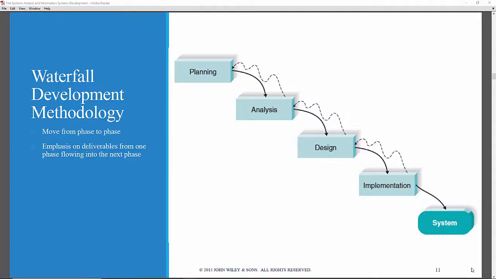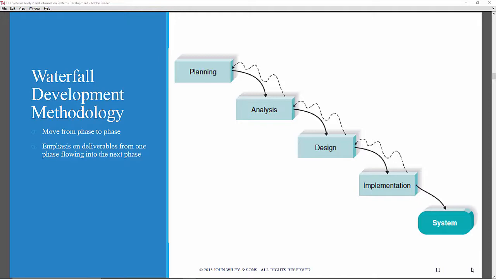The first of the three so-called structured system development methodologies is the classic waterfall development methodology, where the project team proceeds sequentially from one phase to the next. You see the four phases here depicted as planning, analysis, design, and implementation. There are deliverables for each phase, formal documents that must be produced, that are voluminous and must be approved by the project sponsor before the development team can proceed to the next stage or phase.